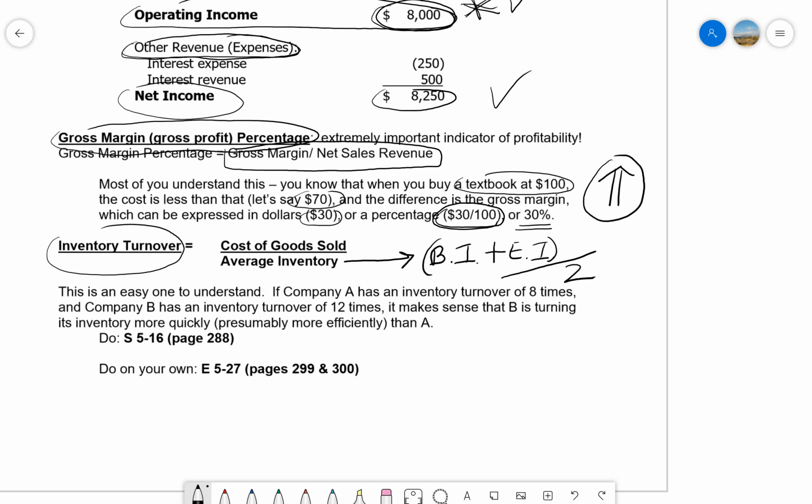Now, let's say that company A has an inventory turnover of 8 and company B has an inventory turnover of 12. Now, 8 basically means that company A is selling their average level of inventory 8 times a year. Company B has an inventory turnover of 12. They're selling their average level of inventory 12 times a year, about once a month, right? Every month they're selling their average level of inventory. Now, inventory turnover, a higher inventory turnover is also better. We want to be turning our inventory over. We want to be selling our inventory more times a year.